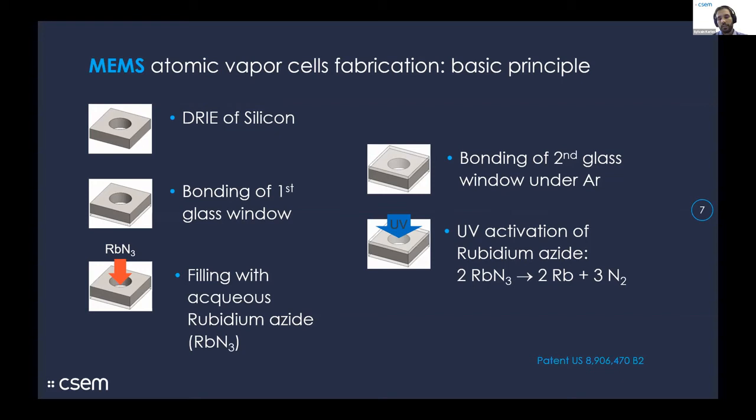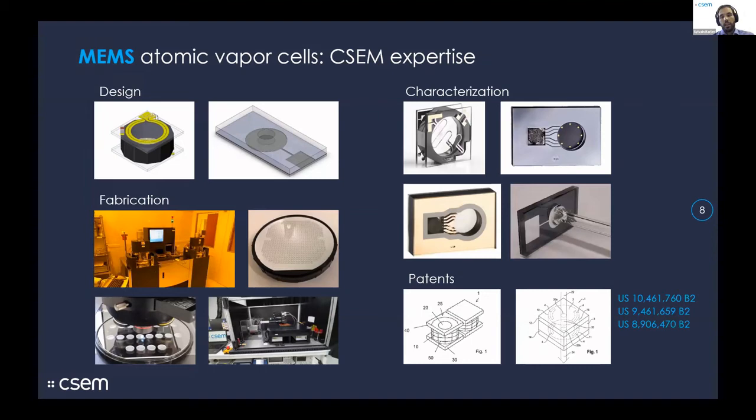Along the years, we have made a lot of different cells, and we have gained experience in all the steps of fabrication, starting from the design, the fabrication itself. You have here pictures of our clean room and of our UV radiation system. But also the characterization of the cell, and you have here a few examples of cells that we produce. It's also worth mentioning that we have filed three different patents on these technologies that are listed here.